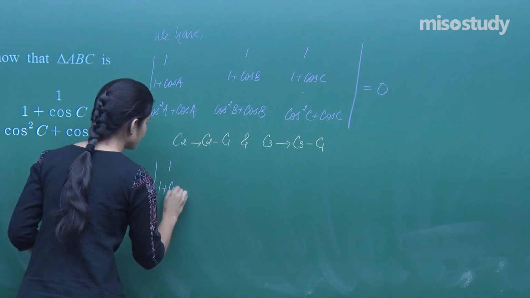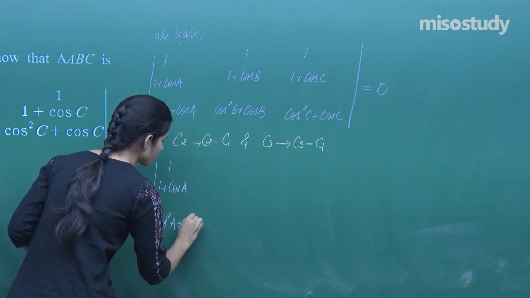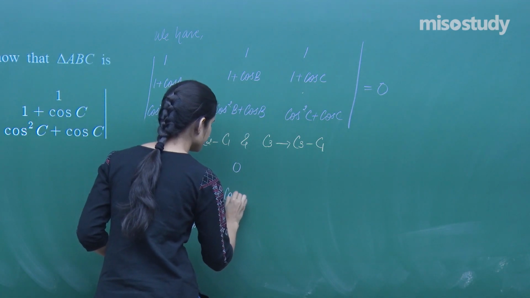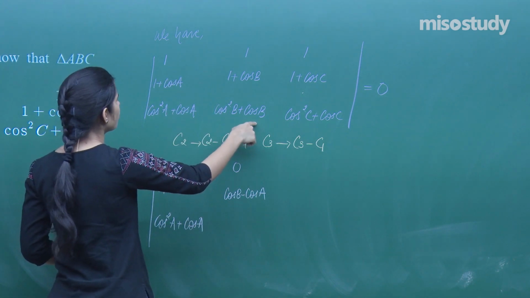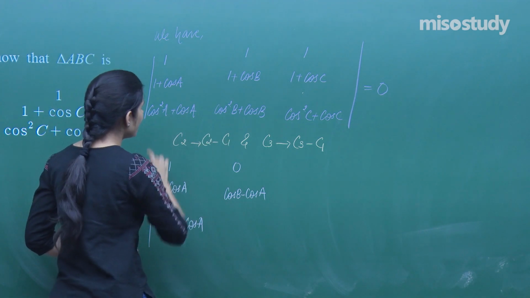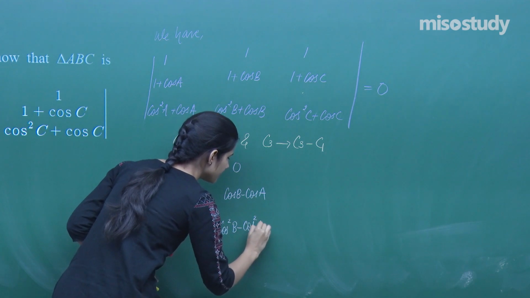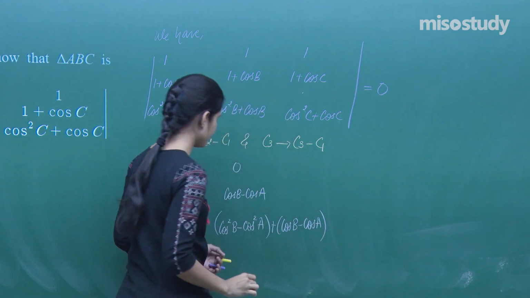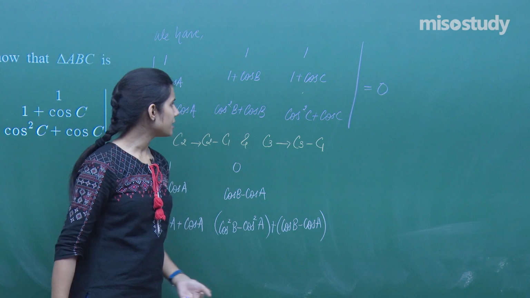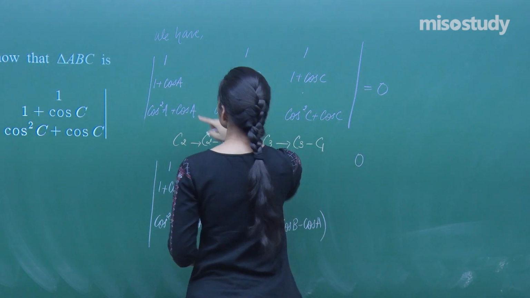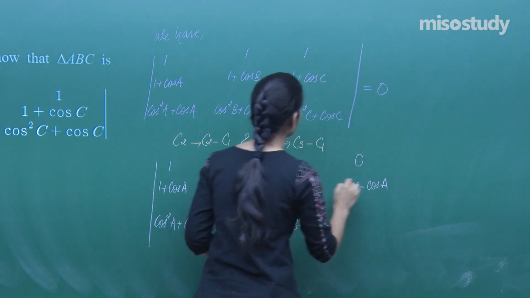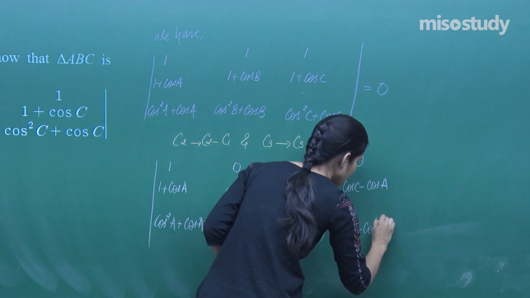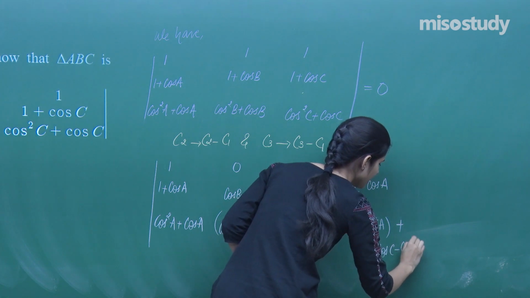So first column remains as it is, this is 1 plus cos A, this is cos square A plus cos A. 1 minus 1 gives you 0, 1 plus cos B minus 1 minus cos A, so cos B minus cos A. Then you have cos square B plus cos B minus cos square A minus cos A. So this will be cos square B minus cos square A plus cos B minus cos A. Next you have 1 minus 1, again 0. 1 plus cos C minus 1 minus cos A, so cos C minus cos A. Then you have cos square C minus cos square A plus cos C minus cos A.